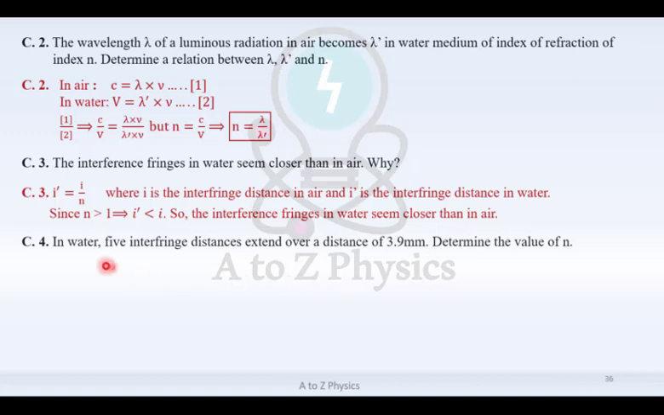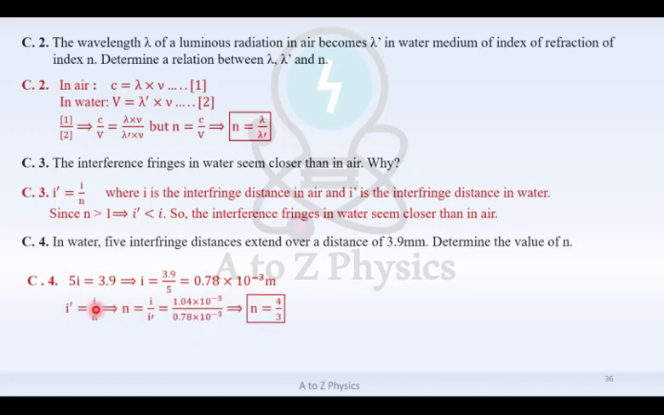Part C4. In water, 5 interfringe distances extend over a distance of 3.9 mm. Determine the value of n. 5 interfringe distances correspond to 5i. So 5i equal 3.9, so i equal 3.9 over 5 equals 0.78 times 10 to the power minus 3 meter. i prime equal i over n. So n equal i over i prime. So n equal 4 over 3.